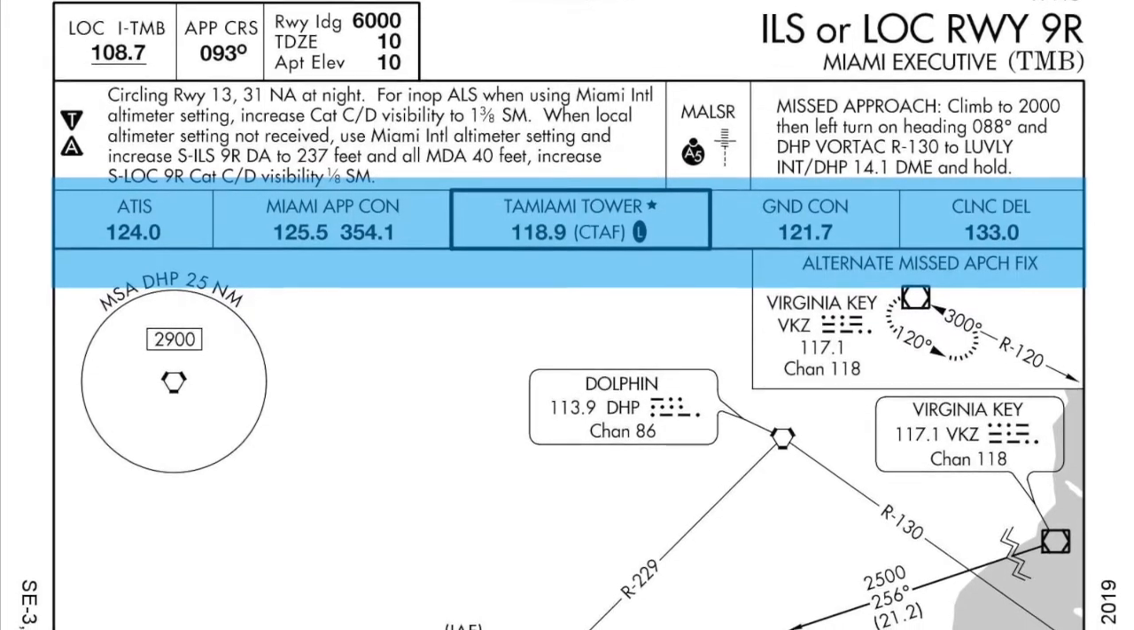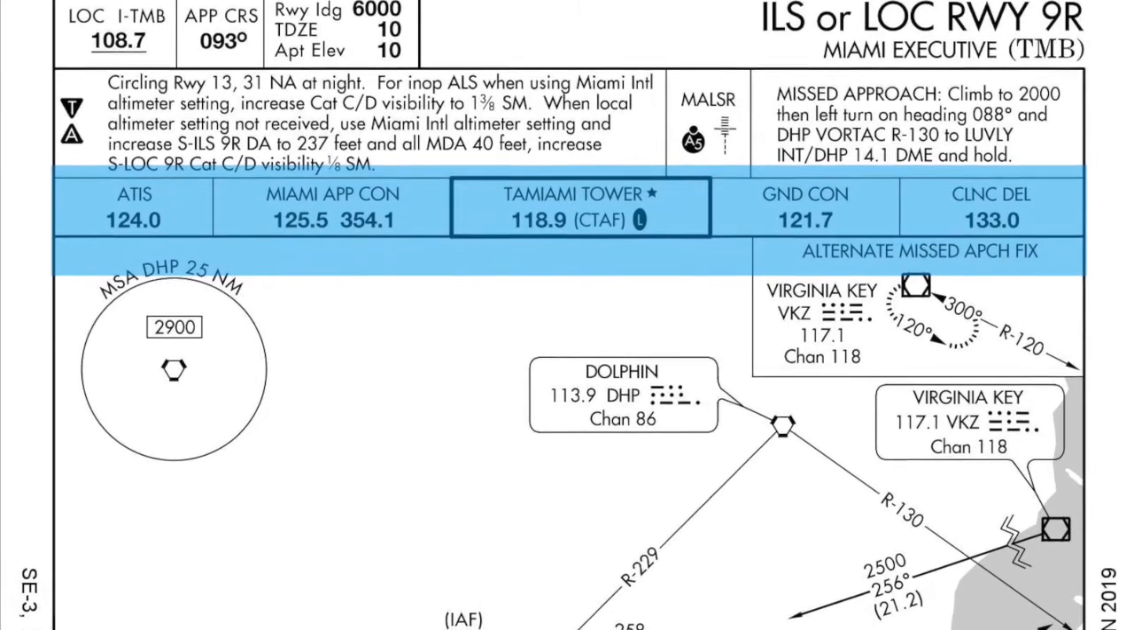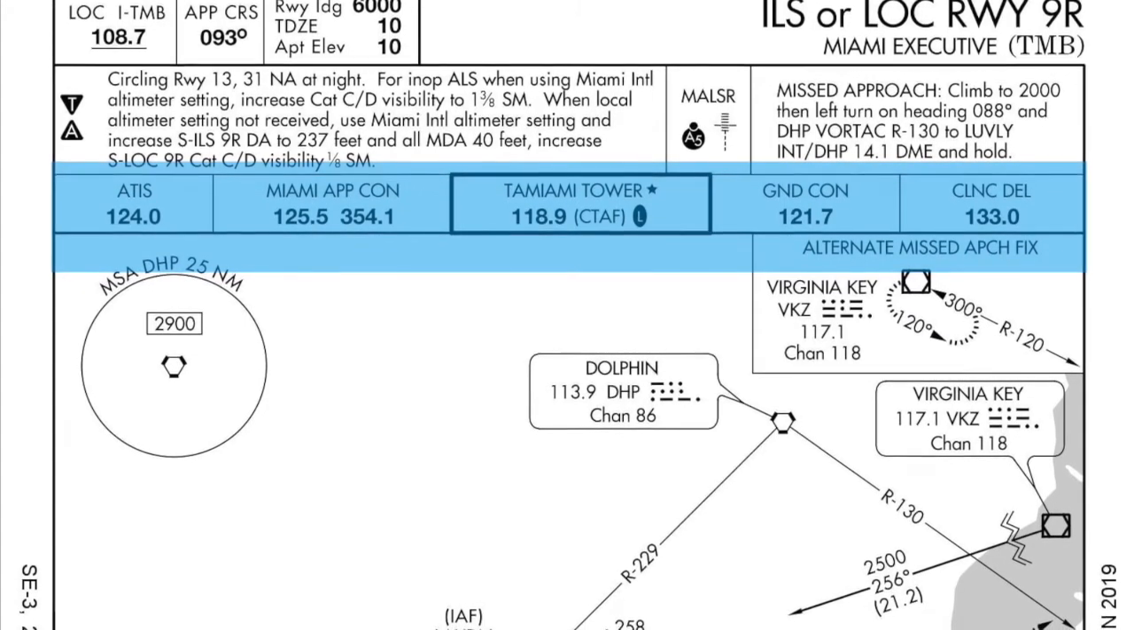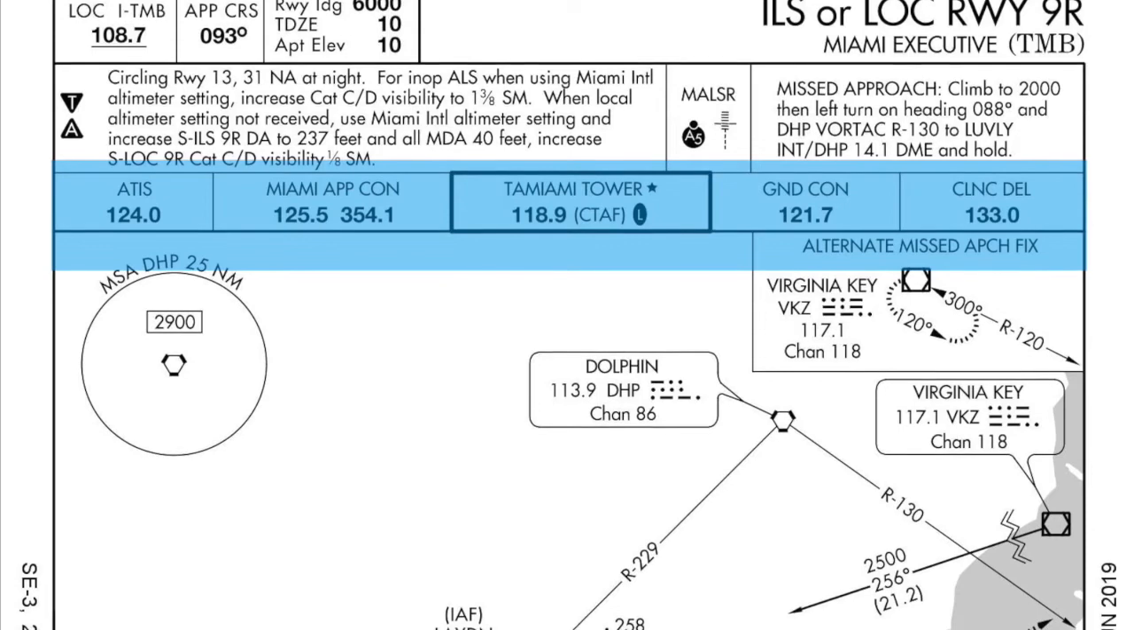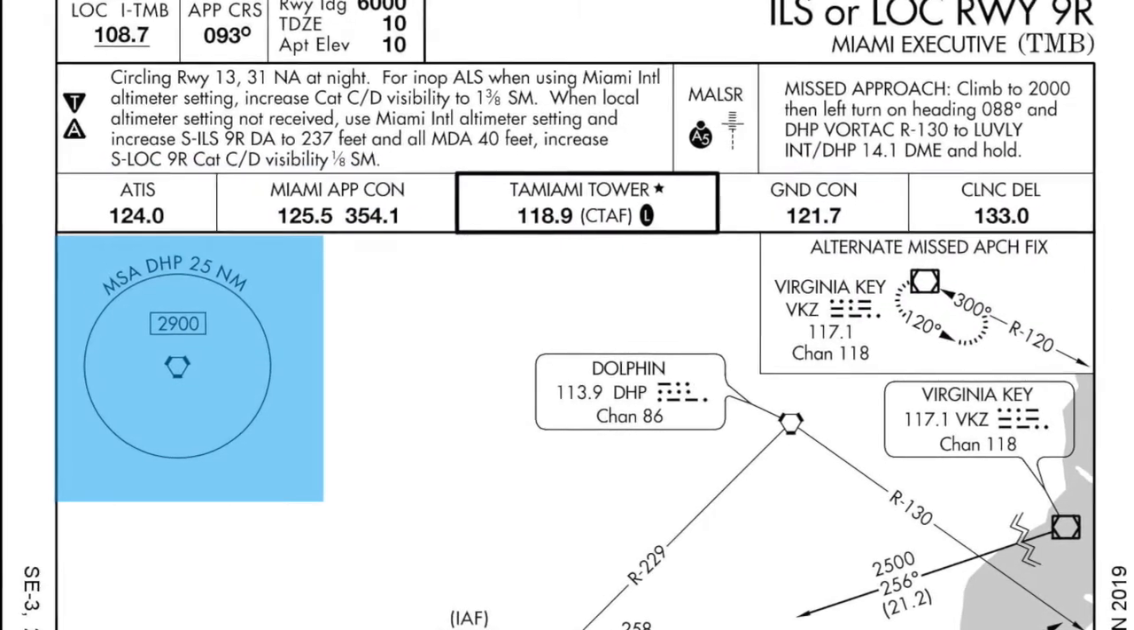Ground control is the next frequency, and clearance delivery in case you're going to need it on the ground, or if you need to talk to them. Maybe you may not get tower or ground, so you may be able to call them on clearance. Now the next section here is going to be the plan view.